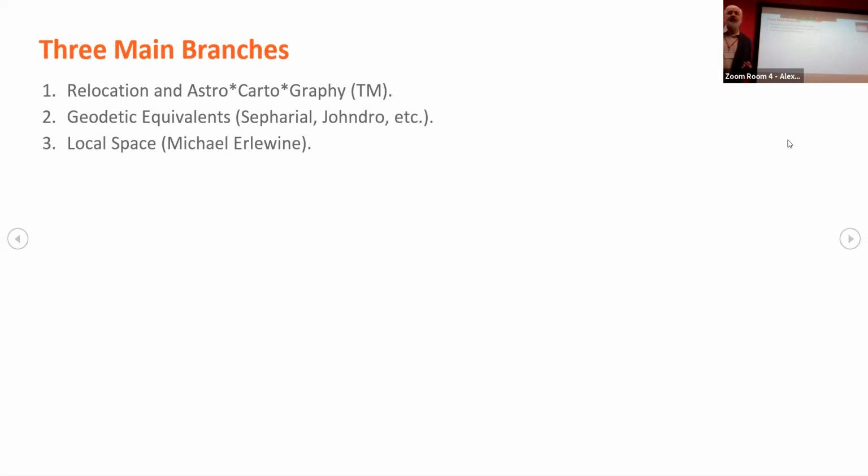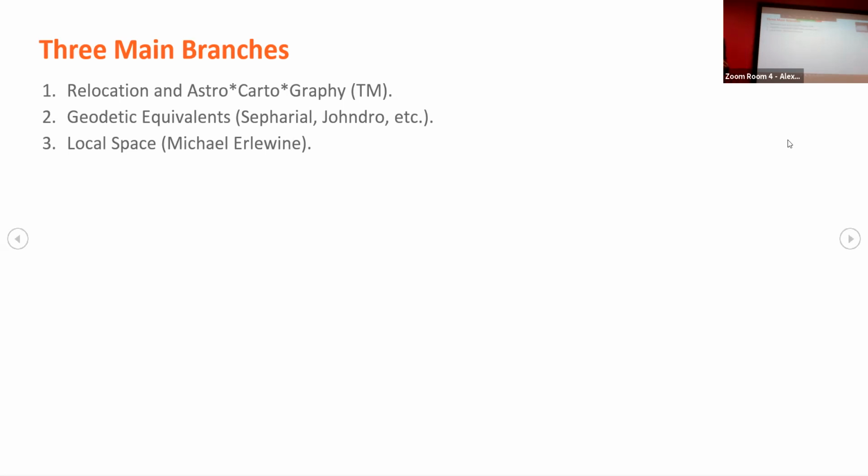Geodetic equivalence is a totally different technology. Basically, it's a projection of the zodiac onto the surface of the planet Earth. And there are different versions of this projection, but the most famous, the most well-known and the simplest actually is the version of Sepharial. And I'm going to tell you a little bit and show some examples of it.